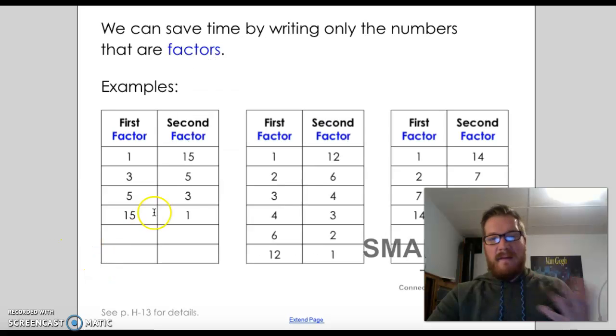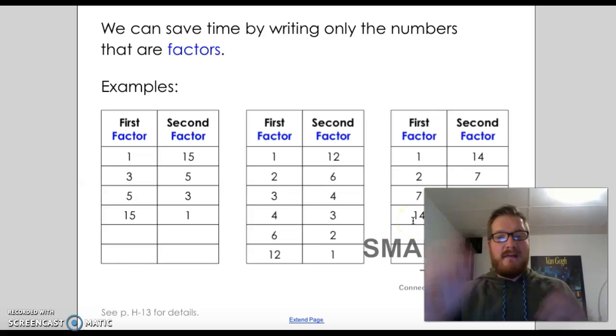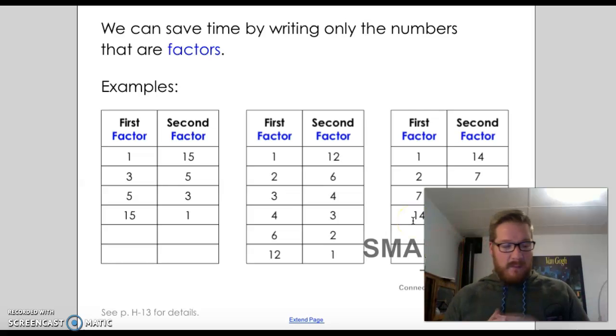Okay? And so again, you can save time by writing only numbers that are factors, even if you do some repeating. So the factors of 15 are 1, 3, 5, and 15. Factors of 12 are 1, 2, 3, 4, 6, and 12. And factors of 14 are 1, 2, 7, and 14.